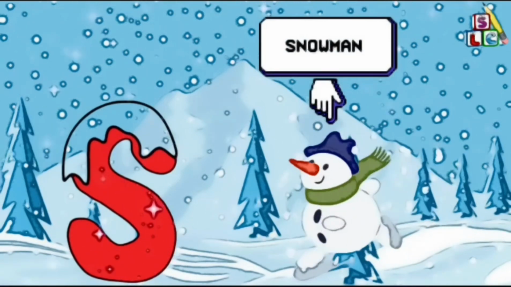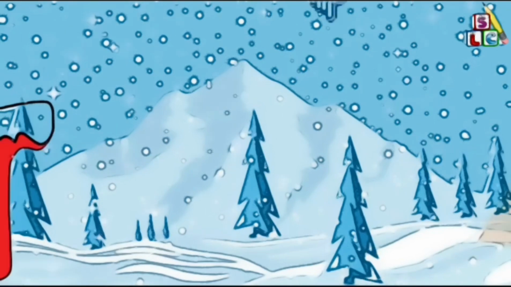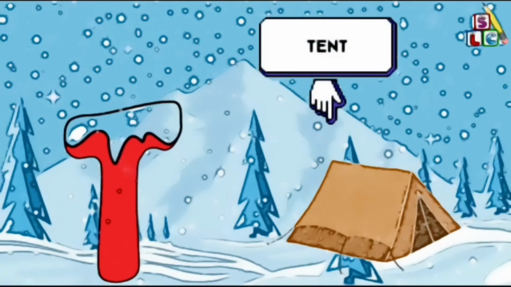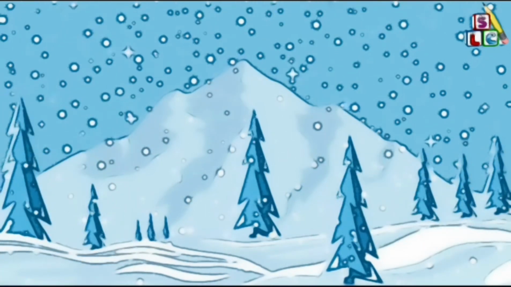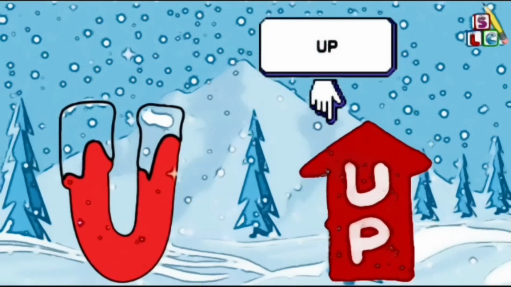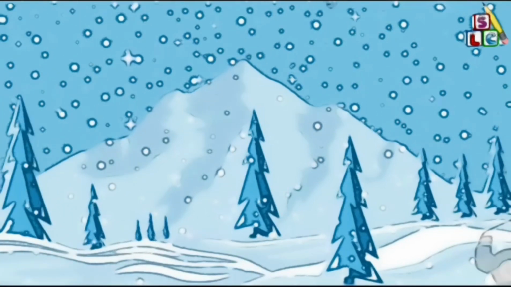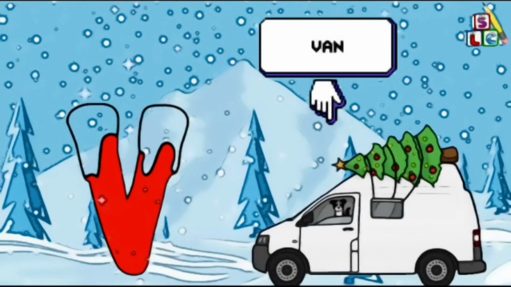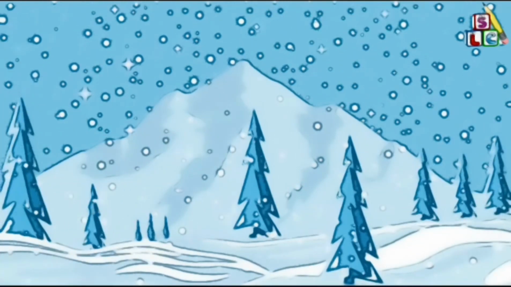Snowman. T is for tent. Tent. U is for up. Up. V is for van. Van. W is for well.